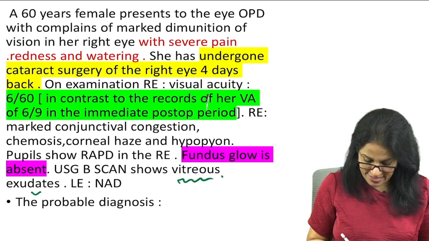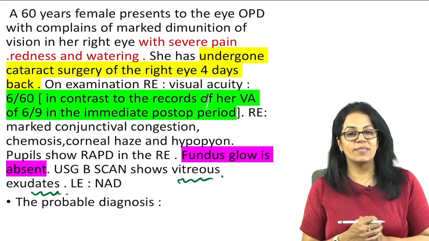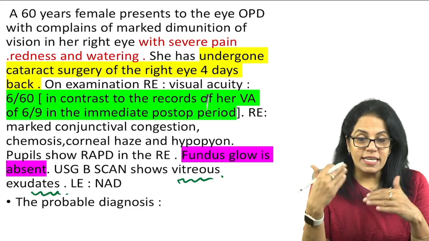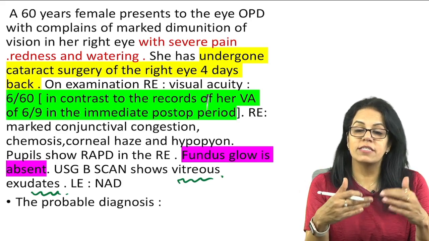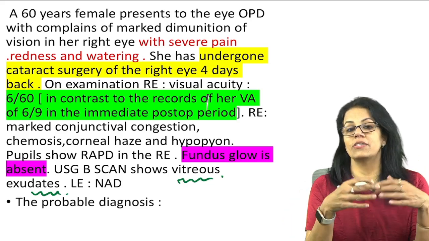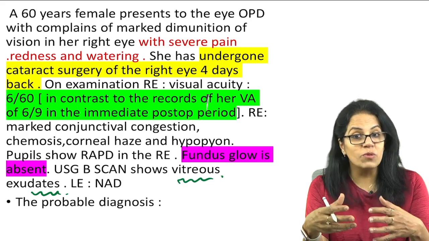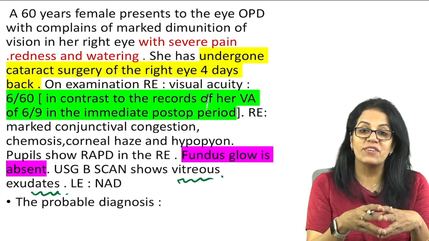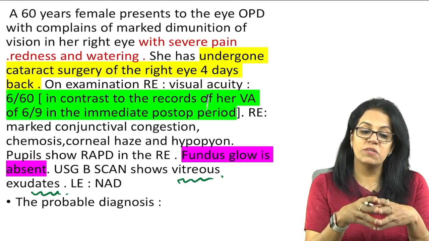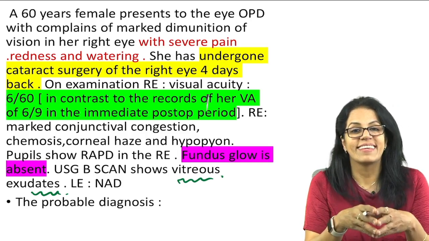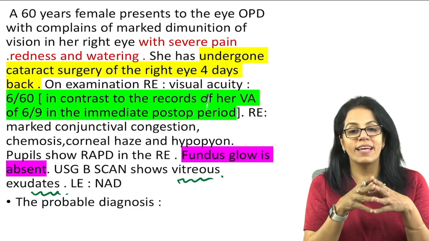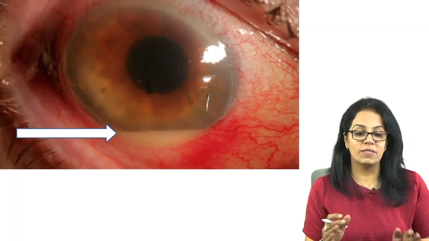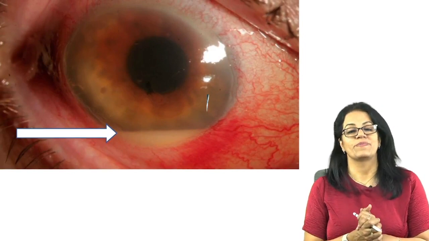So, what is the diagnosis? I think it's very simple. A patient post-operatively presenting initially with a better vision, suddenly the vision is deteriorating, there is redness, pain, photophobia, chemosis. The important is absent fundus glow, pupillary reactions are affected. And even in the USG-B scan, I see vitreous exudates. Of course, we are talking about endophthalmitis, right? So this is a case of endophthalmitis with hypopyon and congestion.